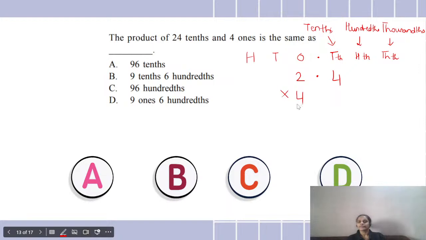I am going to multiply them. Doing the rough work, 2.4 multiplied by 4. What do I get? 4 fours are 16, 4 twos are 8, and 1, 9. And the decimal point comes like this. So when I say 9.6, is it 96 tenths, 9 tenths and 6 hundredths, or 96 hundredths, or 9 ones and 6 hundredths? Which is the correct option?